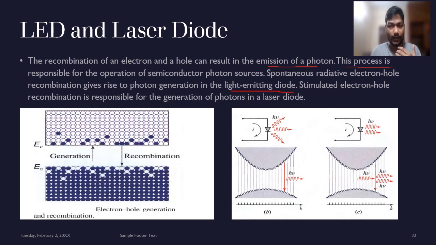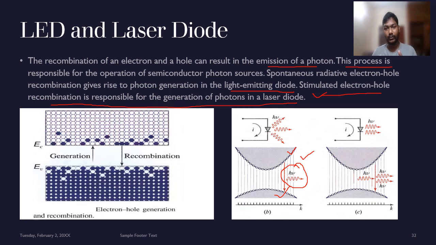So what basically happens in LED? A spontaneous radiative electron and hole recombination gives rise to a photon generation. An electron in the conduction band jumps to the valence band, and as you have discussed, there are three properties: absorption, spontaneous emission, and stimulated emission. In this case, there is a spontaneous emission of a photon, and the recombination of electron and hole, which is spontaneous in nature to give rise to a photon, is the working principle of LED. And the stimulated electron and hole recombination is responsible for generation of photons in laser diodes.